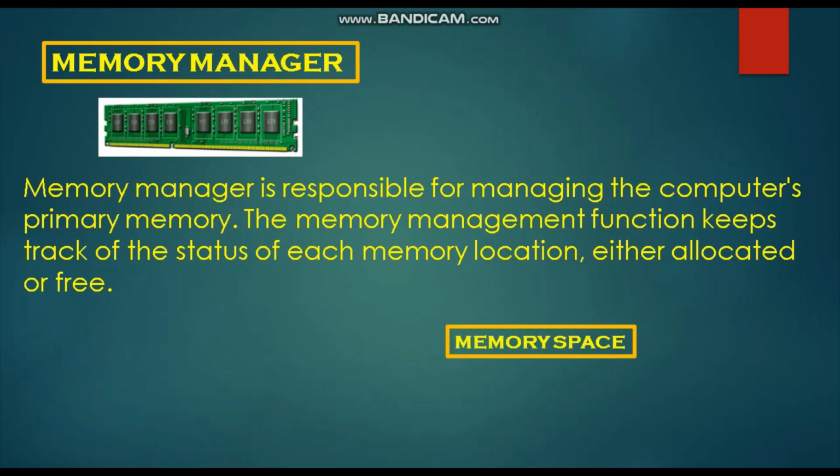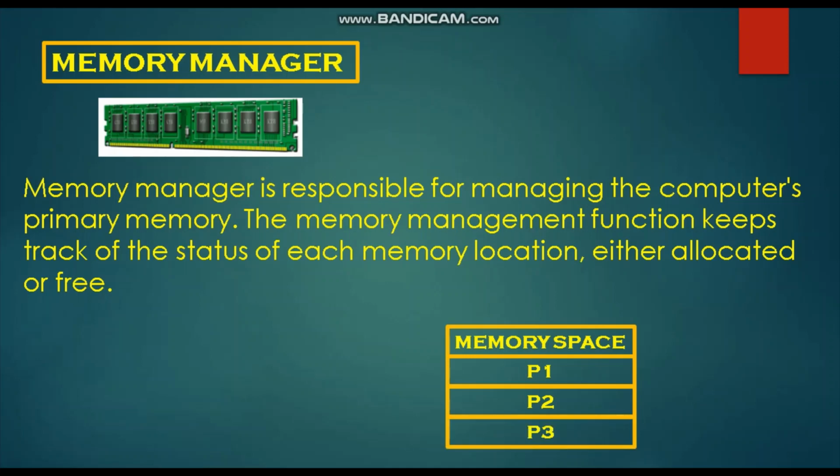We have here the memory space, and the memory could allocate the process P1, and if there's another process, it will be allocated by the free space, and another process P3 will be accommodated. And all the remaining free space will be declared as free memory allocation.